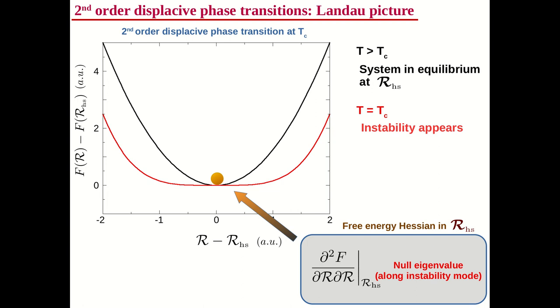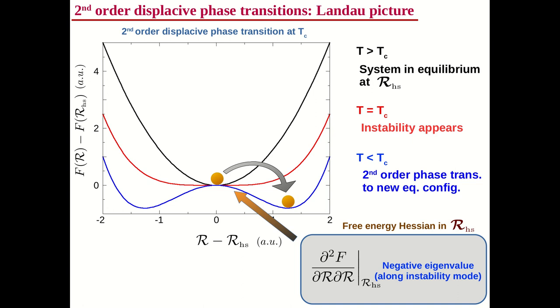When the temperature goes down, in general along at least one direction, one of the eigenvalues of the free energy Hessian becomes smaller and smaller, until at the critical temperature at least one eigenvalue becomes zero. And if we go with the temperature below the critical temperature, then this eigenvalue becomes negative. The eigenvalue becomes negative, so we have a softening. So the structural instability in the system corresponds to a softening in the eigenvalue of the free energy Hessian in the high symmetry configuration.